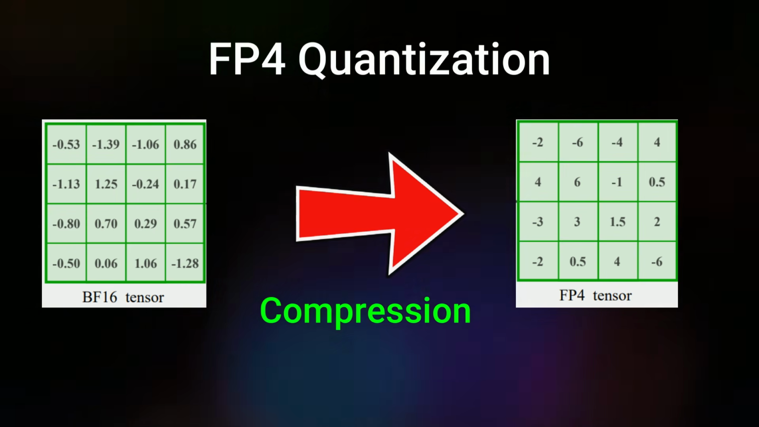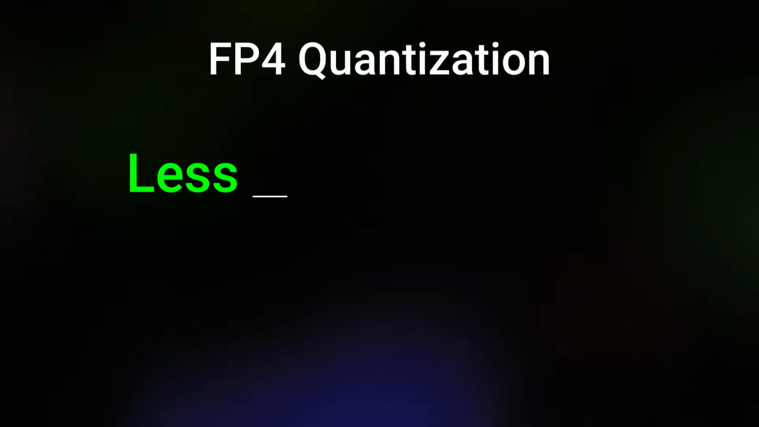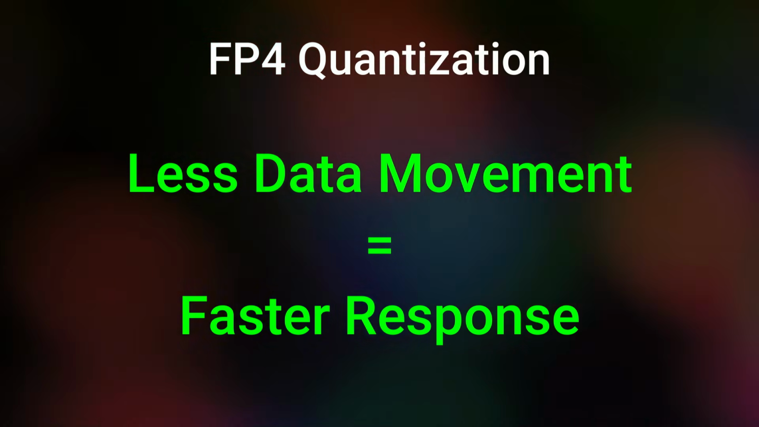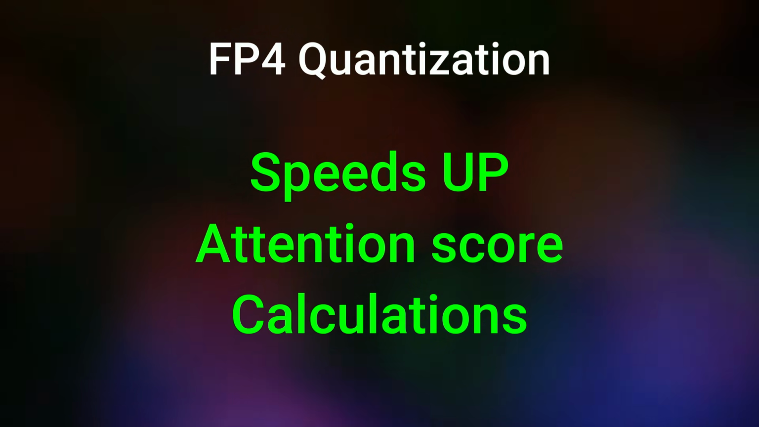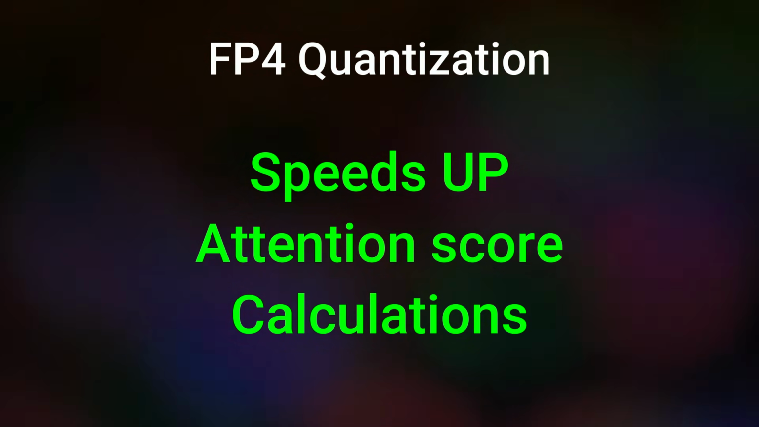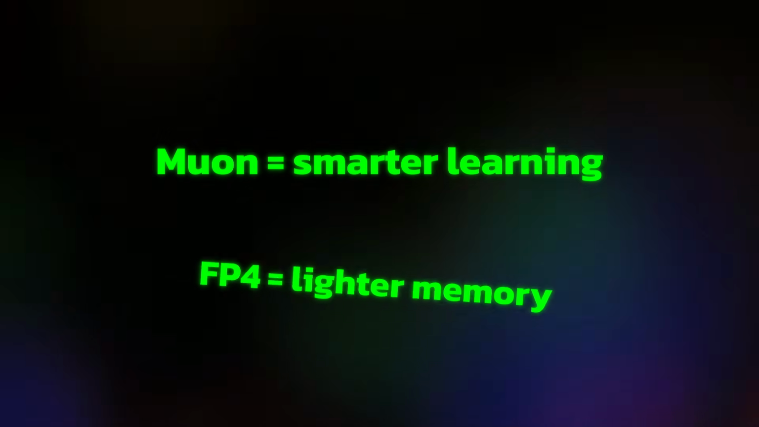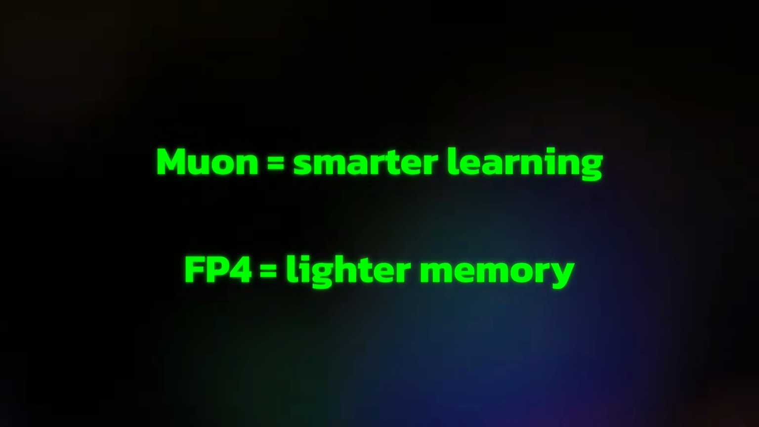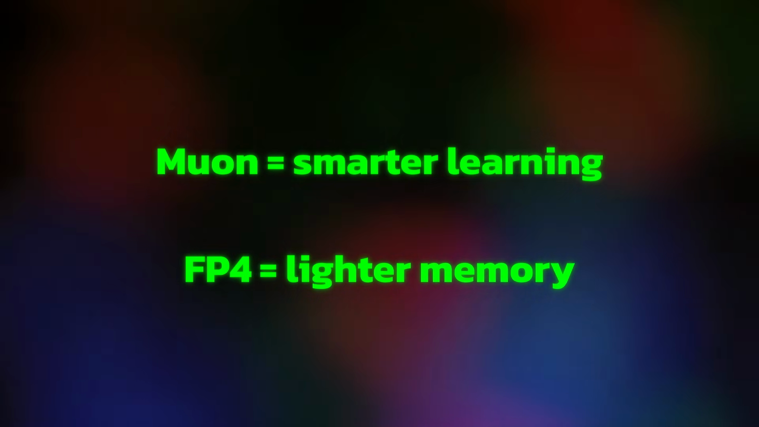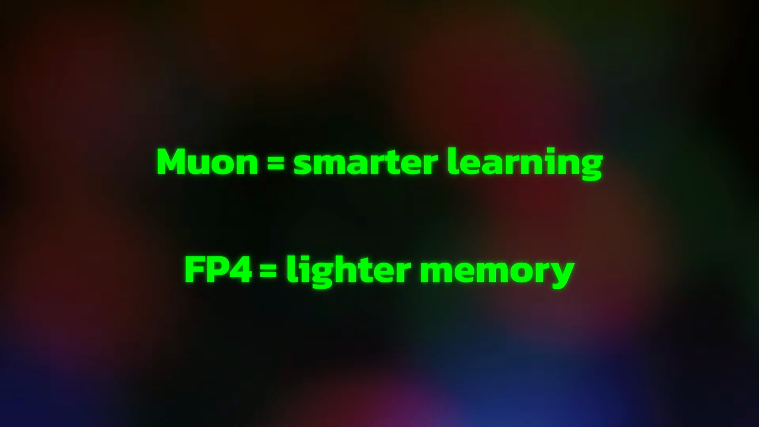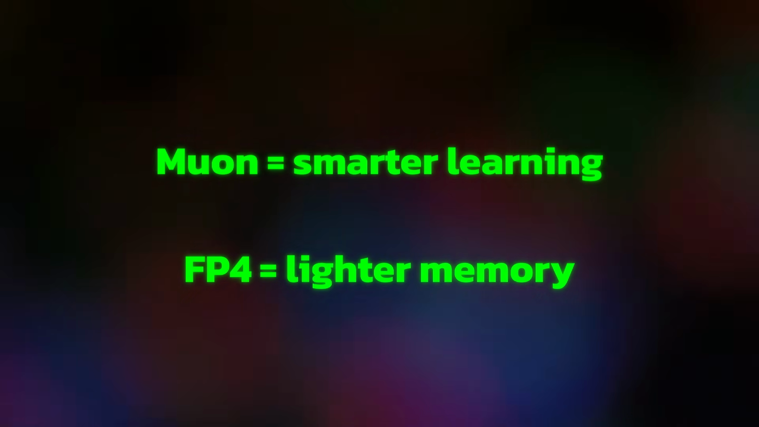They massively reduce memory traffic during inference. Less data movement means faster response. It also speeds up attention score calculation inside the lightning indexer. So not only is training faster, inference becomes faster too. In simple words, Muon equals smarter learning, FP4 equals lighter memory. Together, DeepSeek becomes faster to train, faster to run, and far more efficient. And that's how next generation LLMs are built.